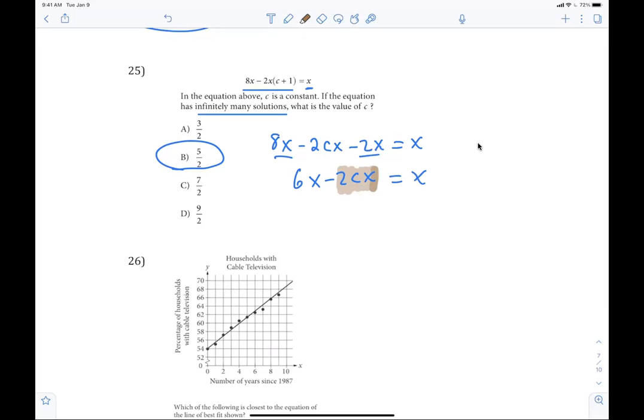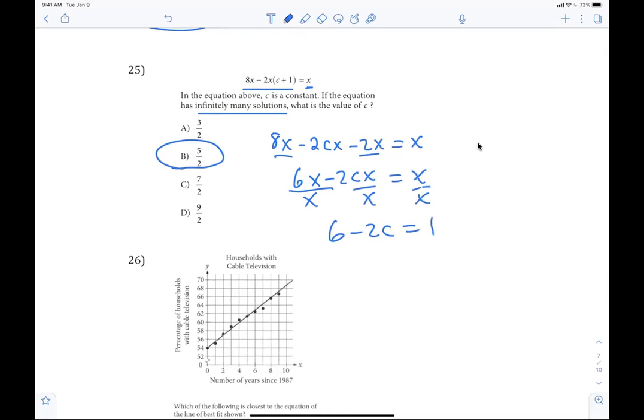1X. All right, but let's say you don't like that. What I would like everybody to see is I could divide everything through by X because there is a common X. And you would have 6 minus 2C equals 1. So 2C equals 5, so C equals 5 over 2. For those of you guys who knew that, that's a really good job. That was really kind of hard.